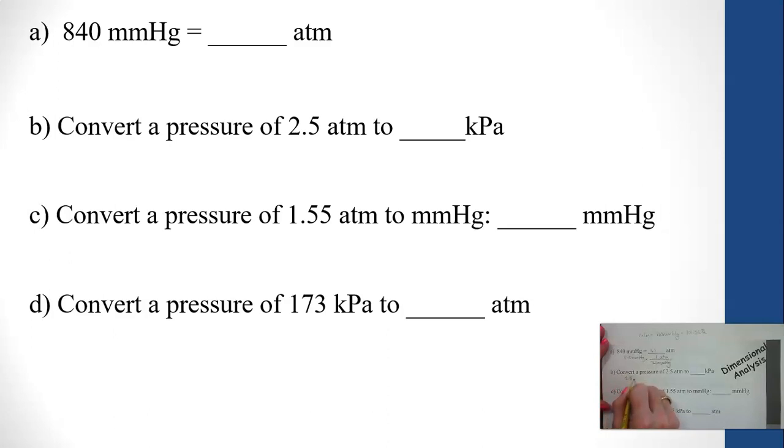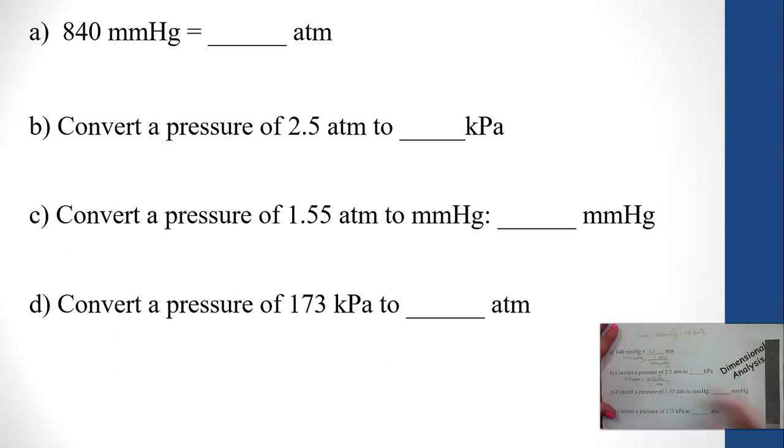Okay, convert a pressure of 2.5 atmospheres to kilopascals. 2.5 atmospheres is my given. Disco down the unit so you know what goes where. Otherwise, you're going to make a silly mistake. I want kilopascals, so I'm going to put that in my numerator. I go back up to my conversions up here. 1 atmosphere is 101.3 kilopascals. Oh, hang on. Got to turn off my heater. Hot. Okay. So atmospheres cancel. I'm left with kilopascals. 2.5 times 101.3 gives me 253.25.